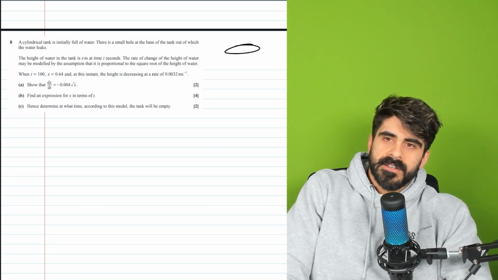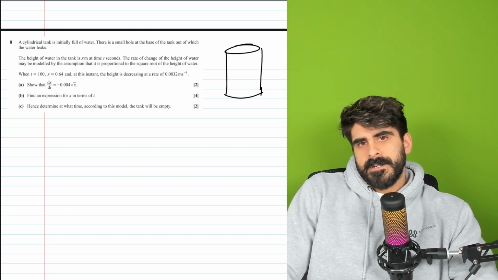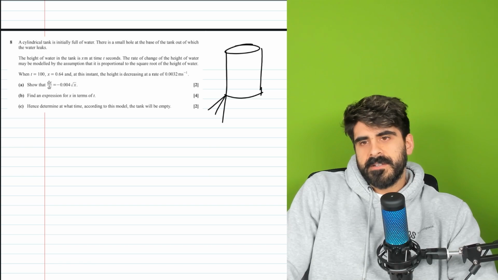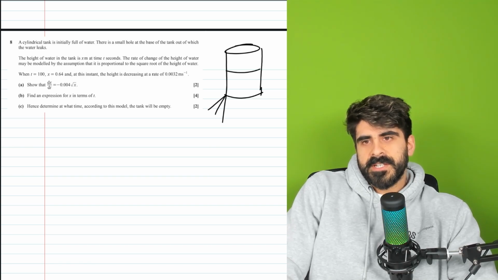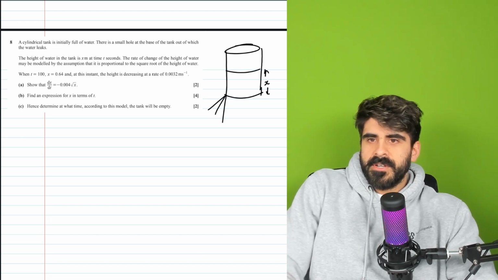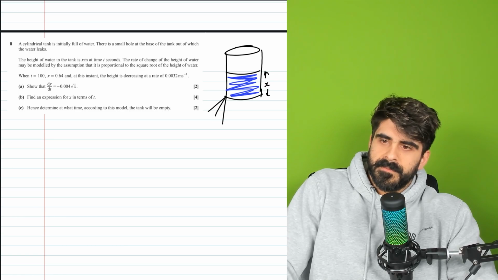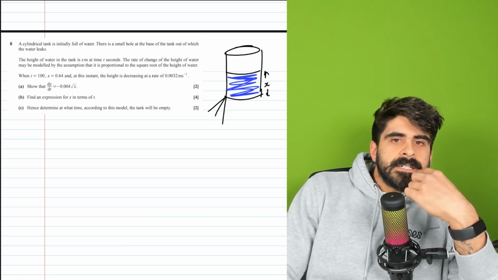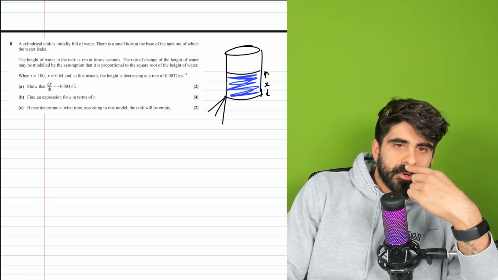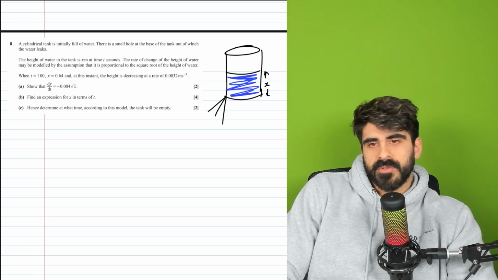A cylindrical tank is full of water, where there is a small hole at the base of the tank where water is leaking. The height of the water in the tank is x. Hey, I got colors on here. Come on. The rate of change of the height of water may be modeled by the assumption that it's proportional to the root of the height of the water. When t is 0, okay, cool.